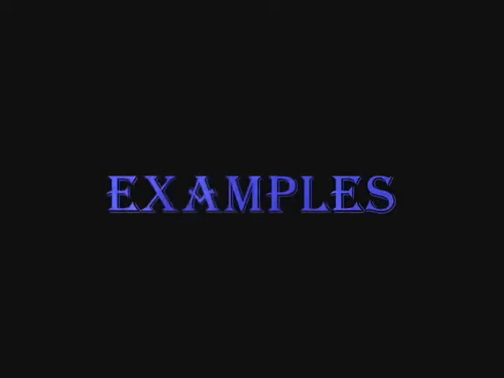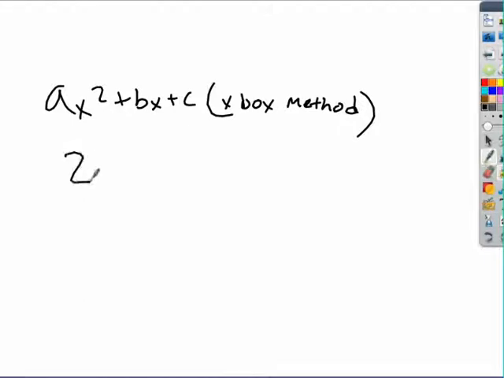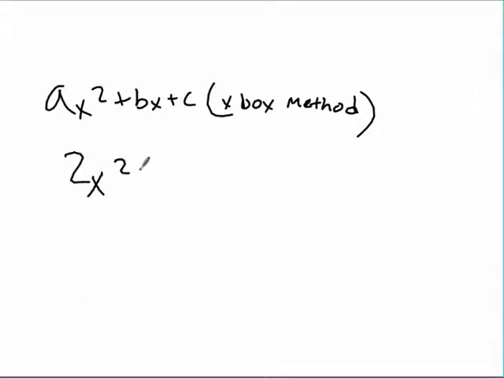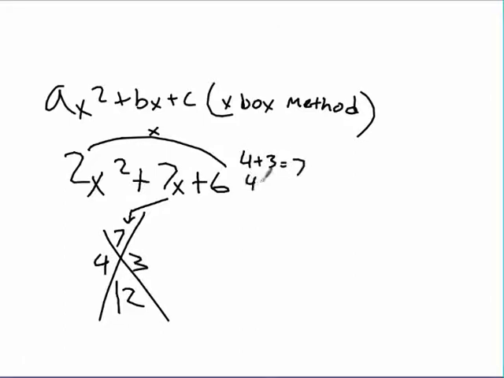And now, here are some examples. Ax squared plus bx plus c, x box method. We're going to start with 2x squared plus 7x plus 6. First you bring down your middle term, then you multiply the other two, first and last, and you bring it down. Then you find what adds up to be 7 and multiplies to be 12, which is basically 4 plus 3 is 7, and 4 times 3 is 12.